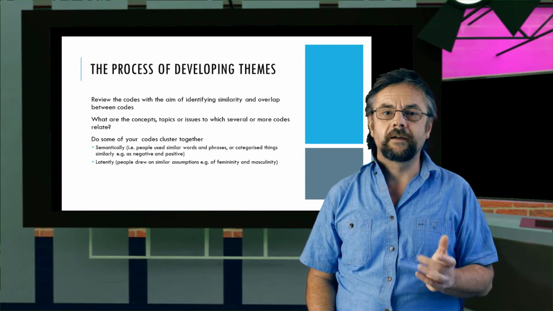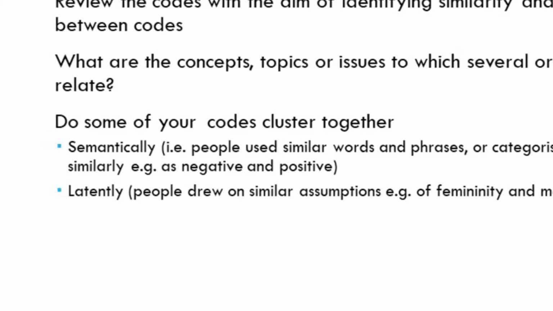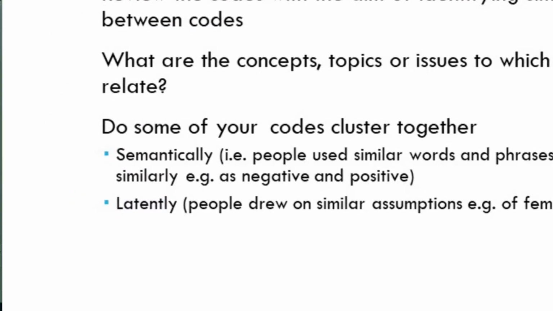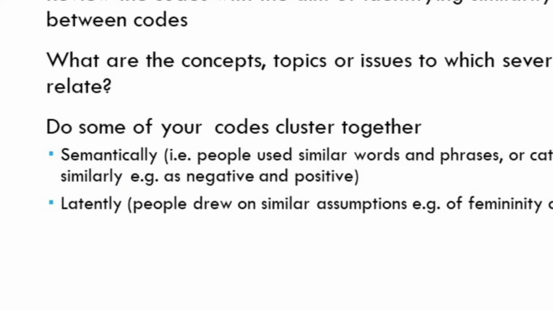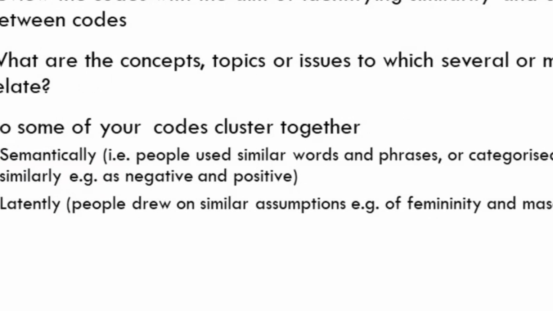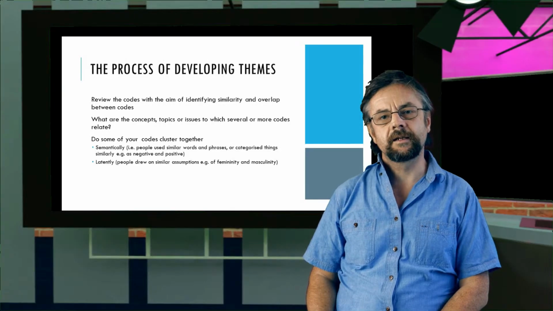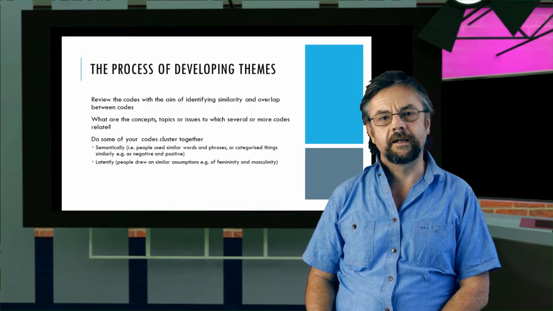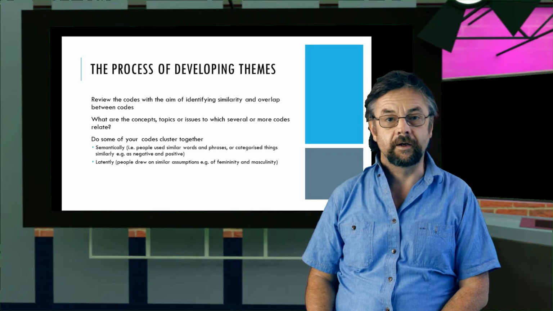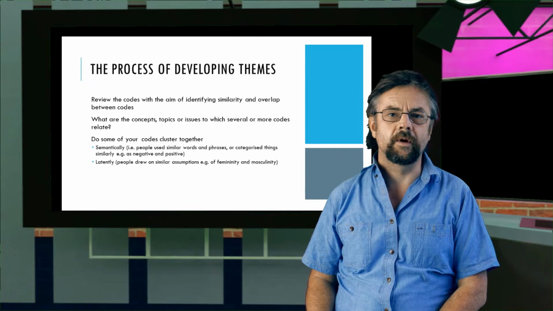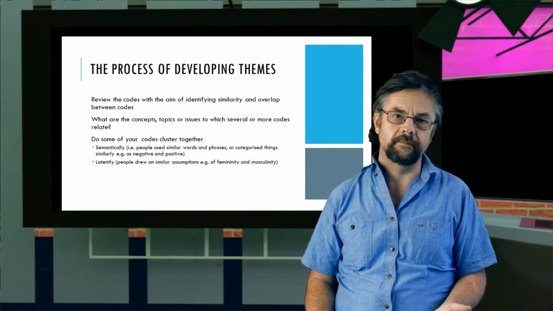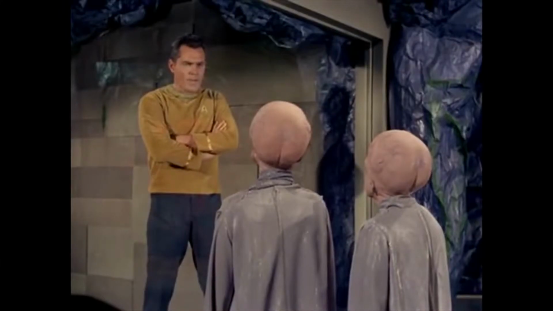We can also check for latent clustering. So do some of our codes connect to some underpinning ideas? Are people drawing on similar assumptions, say around gender or femininity or masculinity? And do these assumptions help us understand how people are thinking about particular issues? You kind of get why someone's saying something when you understand the assumptions that they're working off. You can read my mind, I can read yours.